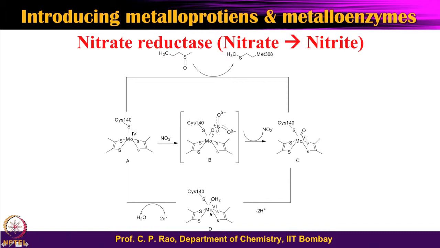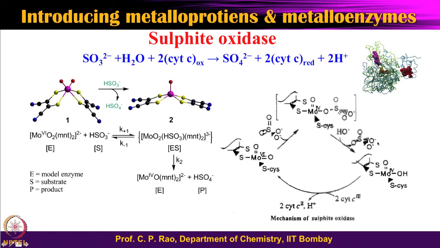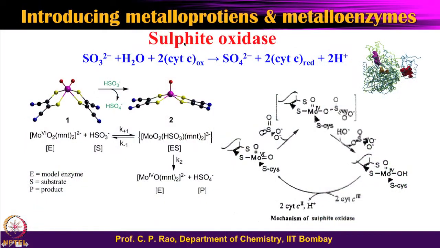The electrons are taken by the molybdenum 6 and then it will go back to the 4. So, 4, 5 and 6, then it goes back to 4 and 6, as you can see. So, the process involves 2 protons and 2 electrons, and water. Okay, let us look at another example, which is sulfite oxidase.